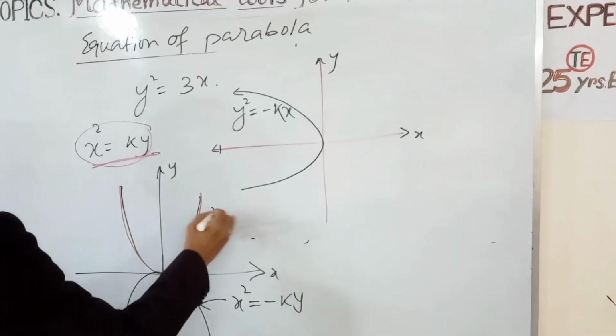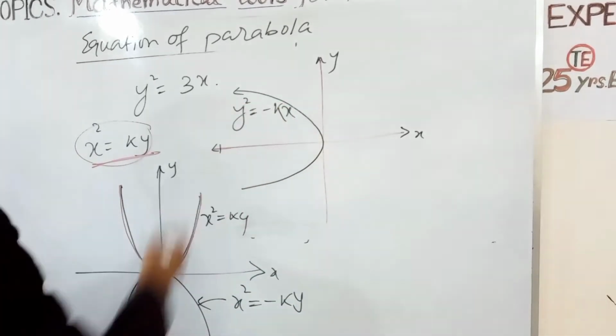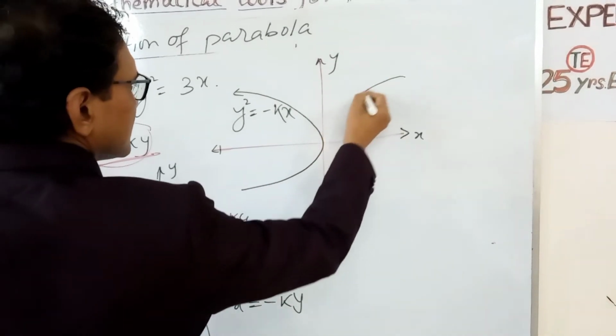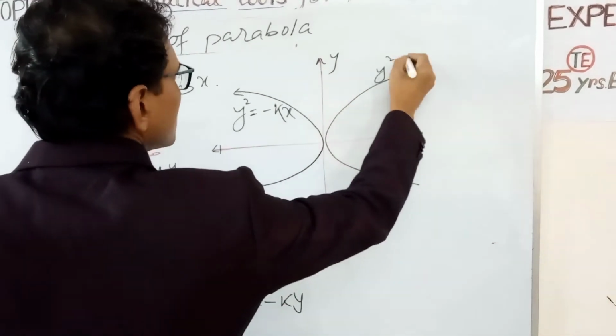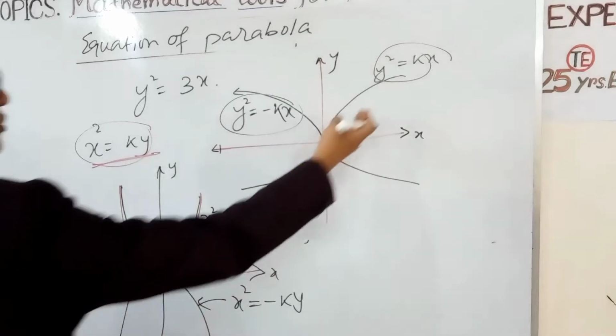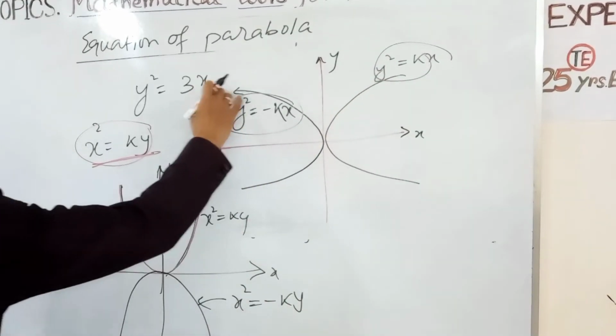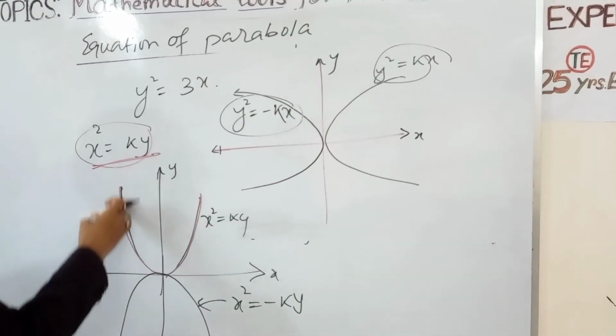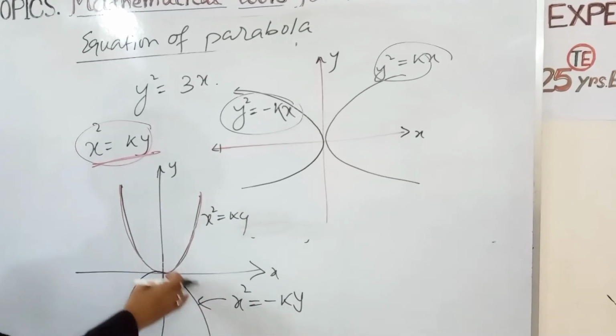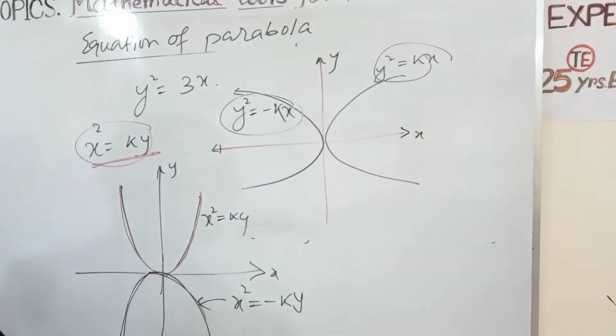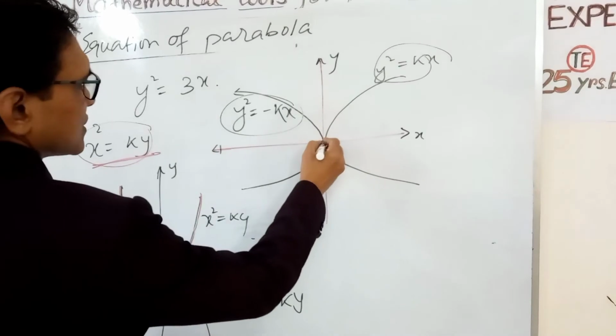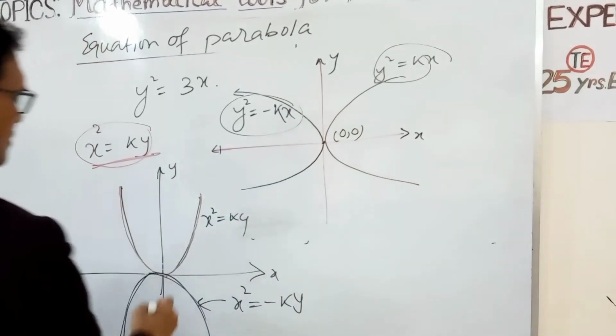This equation is x square equal to ky. This is y square equal to minus kx, and this is y square equal to kx. y square equal to 4x will be this, y square equal to minus 4x will be this, x square equal to ky will be this, and x square equal to minus ky will be this. So this is the vertex.